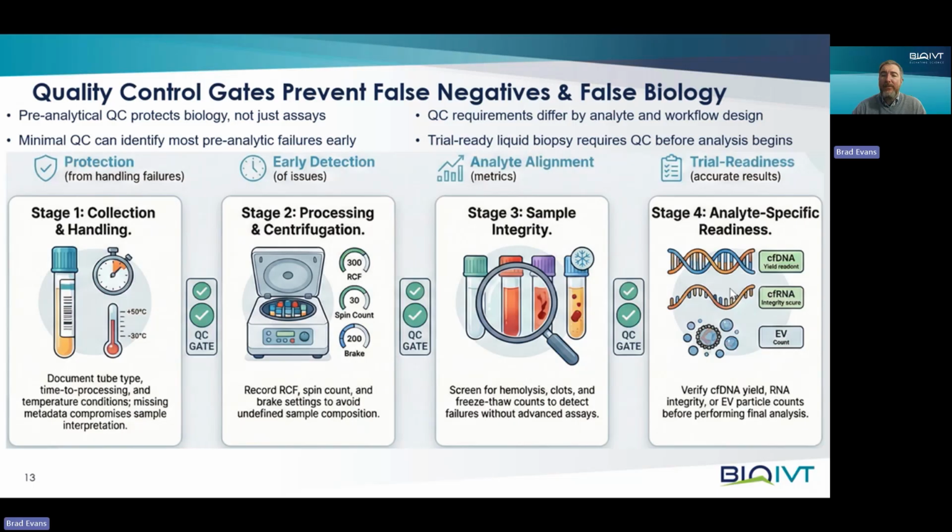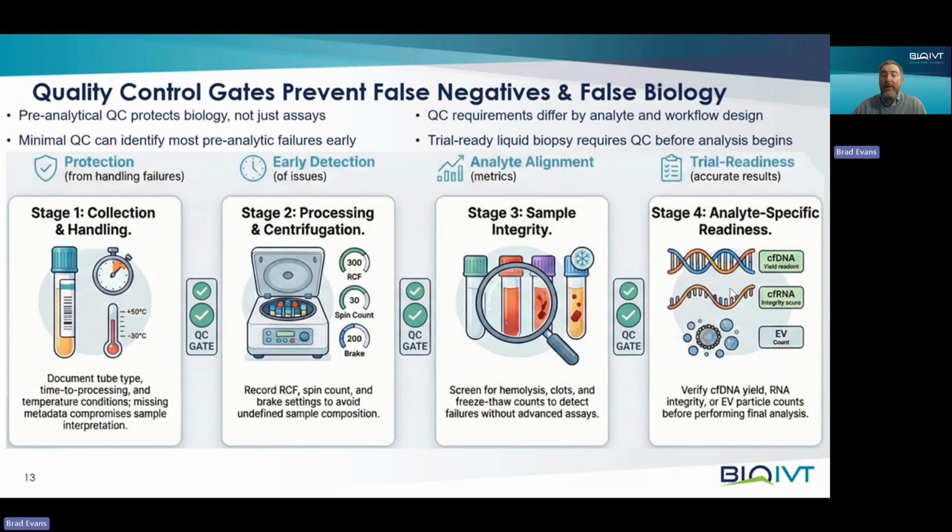After everything we discussed about how pre-analytical variables can distort biology, this slide focuses on the solution, structured QC gates. The key idea is that pre-analytical QC protects biology, not just assay performance. It allows us to detect handling-driven problems early before they turn into false negatives or misleading biological conclusions. Think of QC in four stages.